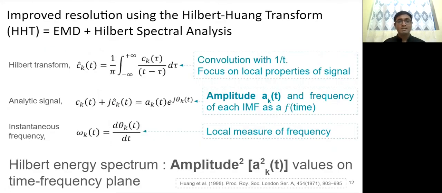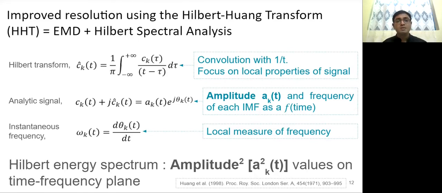To enhance the resolution of the time frequency energy distributions, we adopted Hilbert spectral analysis. The combination of EMD and Hilbert spectral analysis is HHT, or the Hilbert-Huang transform. Here, we take the Hilbert transform of the signal, in this case each IMF, which focuses on the signal's local properties through convolution with the reciprocal of time. From this, we get the amplitude and frequency values as a function of time.